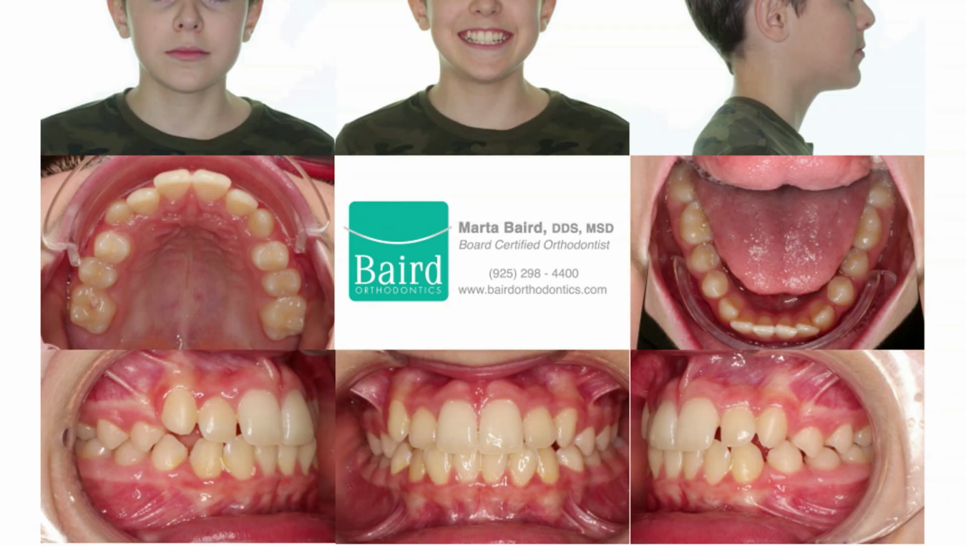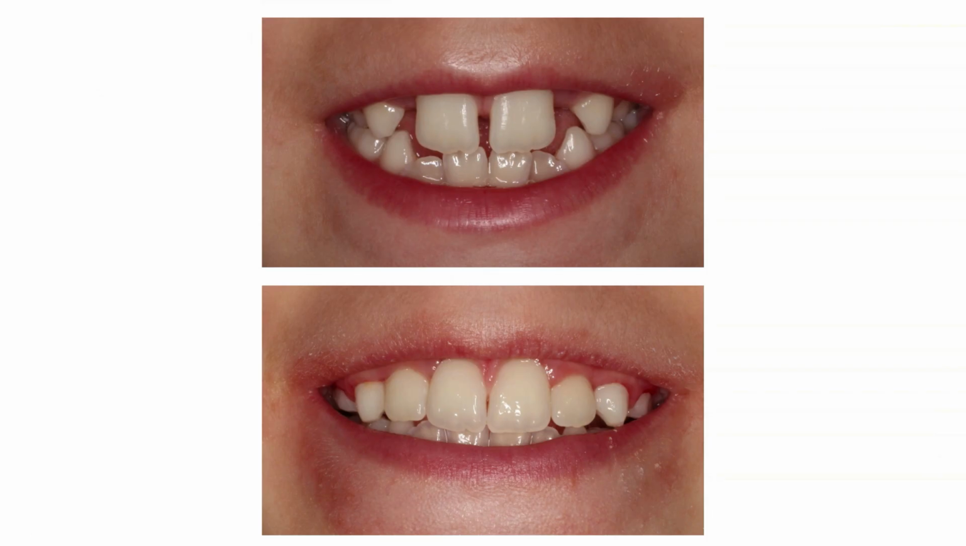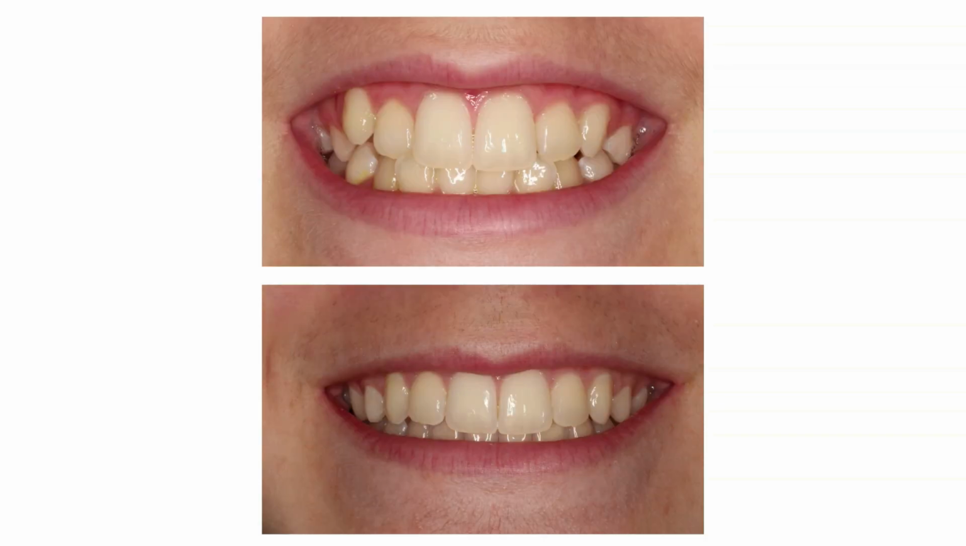He returned at age 14 for his phase 2 evaluation with some mild spacing in the posterior and mild misalignment in the anterior. This patient was treated with Invisalign clear aligners for his phase 2 treatment. His initial smile and smile at the end of phase 1, his smile at the beginning of phase 2, and his smile at the end of phase 2.